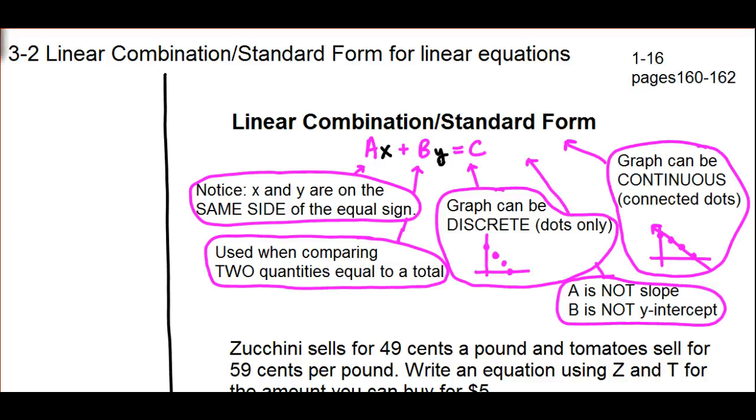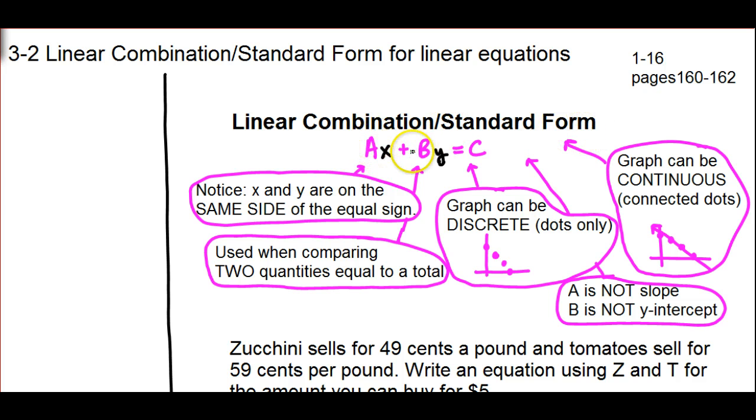This lesson is for Advanced Algebra, Lesson 3-2 on linear combinations, also called standard form for linear equations. So linear combination is the name of the equation that we're going to be focusing on today. And that equation is ax plus by equals c. When an equation is in this format, it's also sometimes called standard form for a linear equation.